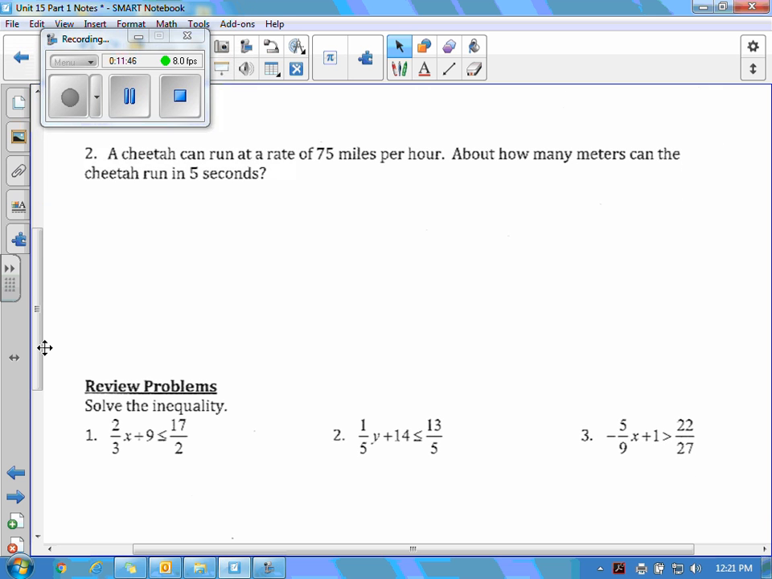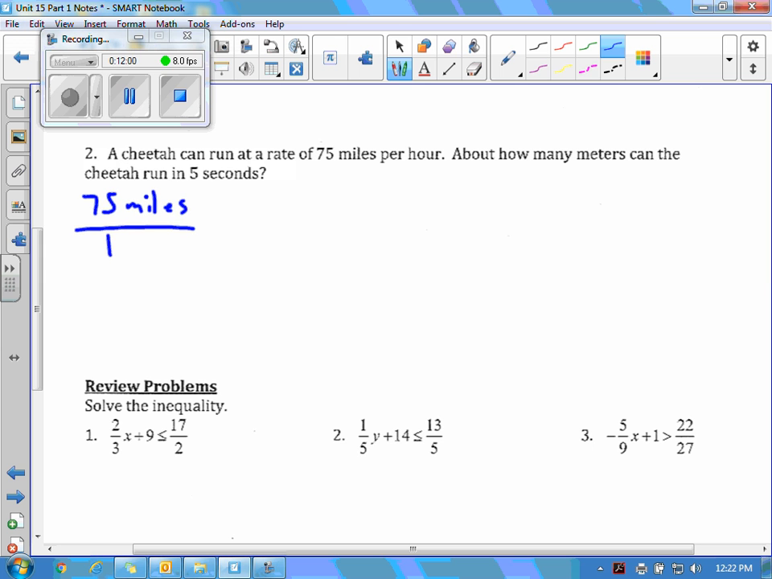So it says a cheetah can run at a rate of 75 miles per hour. About how many meters can the cheetah run in 5 seconds? So I have 75 miles per 1 hour. My goal is to get in meters over 5 seconds. So we've got to get miles turned into meters and hours turned into seconds. So there's a lot going on here. But we start by rewriting our original 75 miles over 1 hour.